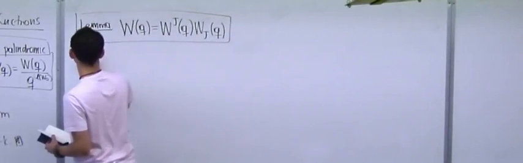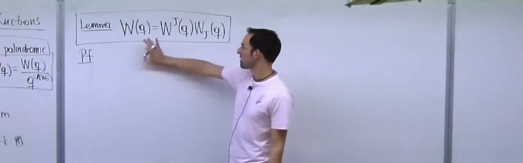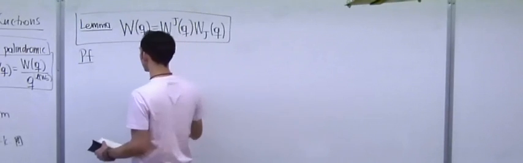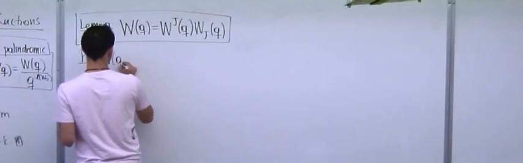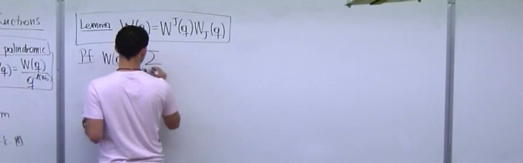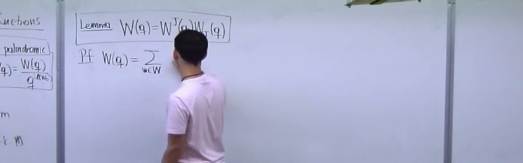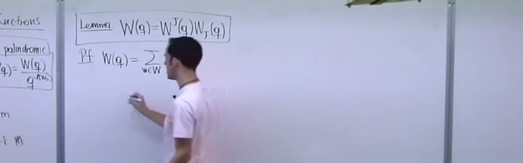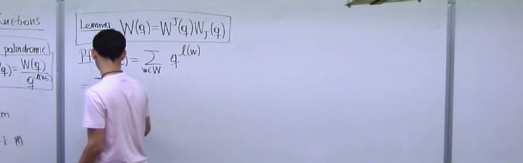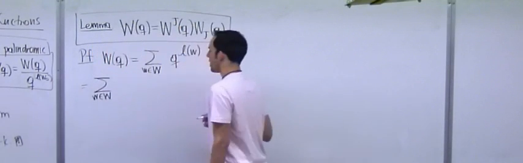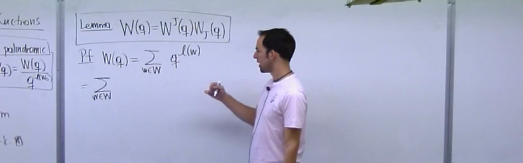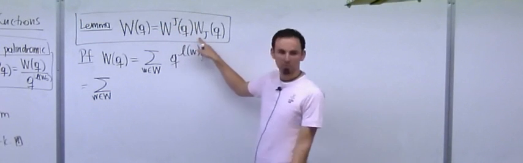So why is this true? Well, you can imagine that this is true because we have this way of factoring elements of W as something here times something here. And that's the proof. So let's go ahead and write that down. So this is the definition of the Poincare series. But now I know that I can factor each W as a W super J times a W sub J in a unique way.